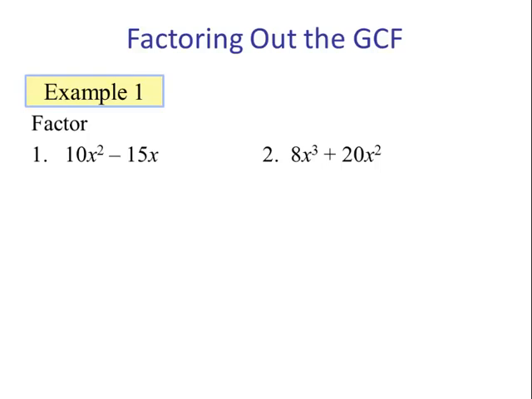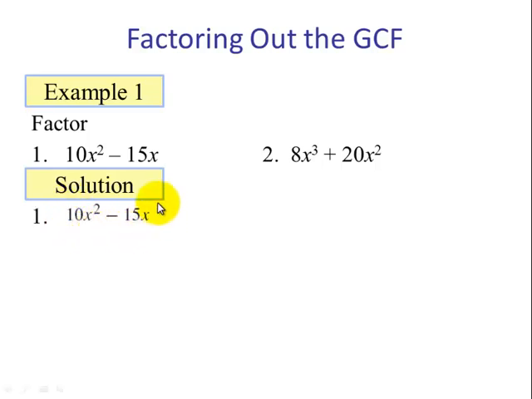Factor number 1, 10x squared minus 15x. Number 2, 8x cubed plus 20x squared. Solution: our first step is to look at these two terms and ask, are there any common factors in this term and in this term?